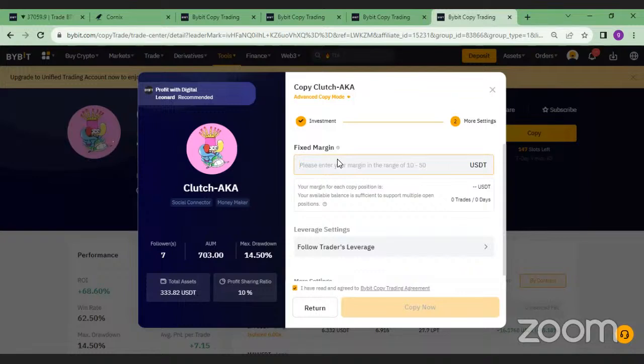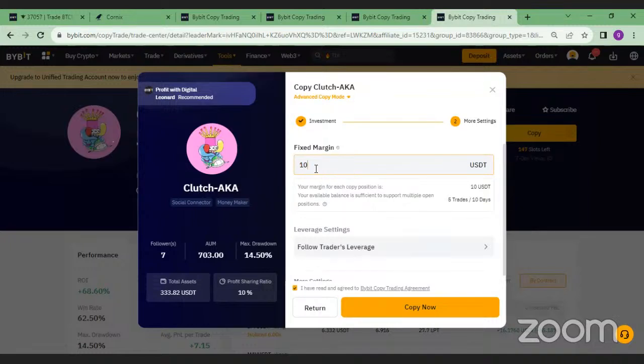Okay, you can go ahead and use the minimum, which is $10 and above, so you can do $10. It means that each time the trader takes a trade, whatever will be deducted from your account at that moment to pick that trade is $10, right? Whatever you put here is what will be picked. And don't use the whole of your capital here.